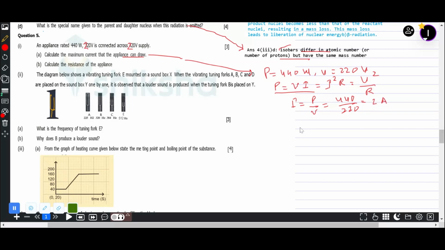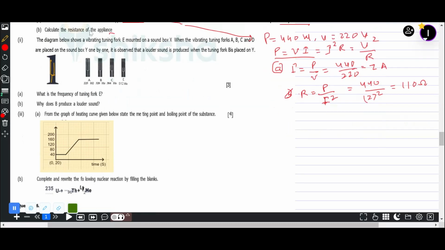Now we will use the third formula wherein we have I, we have P, we have to find R. So R is going to be P over I square, that is 440 over 2 whole square, that is 4, that is 110 ohm. That is the resistance. Okay, this was B, this was A.